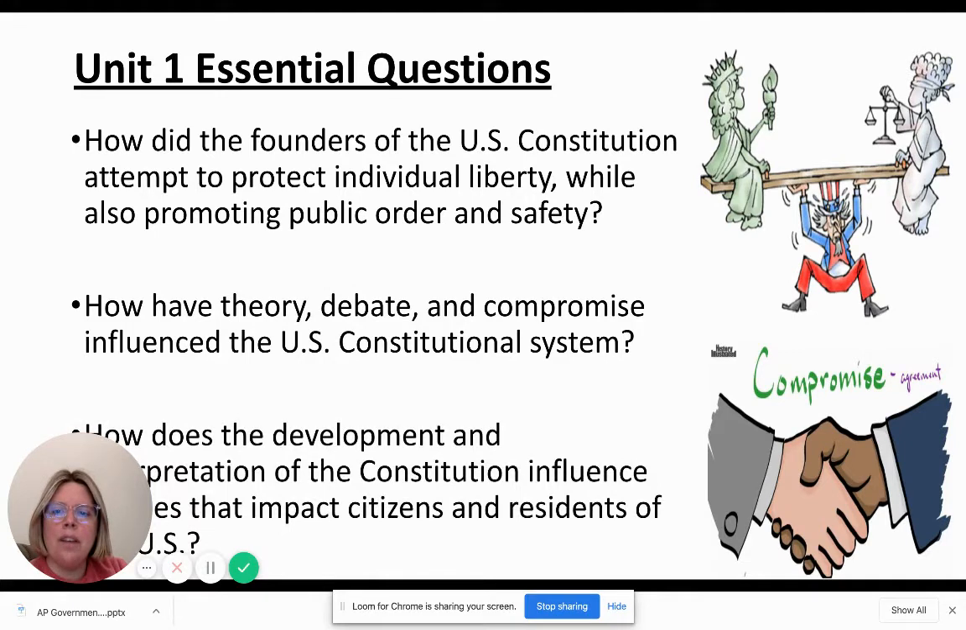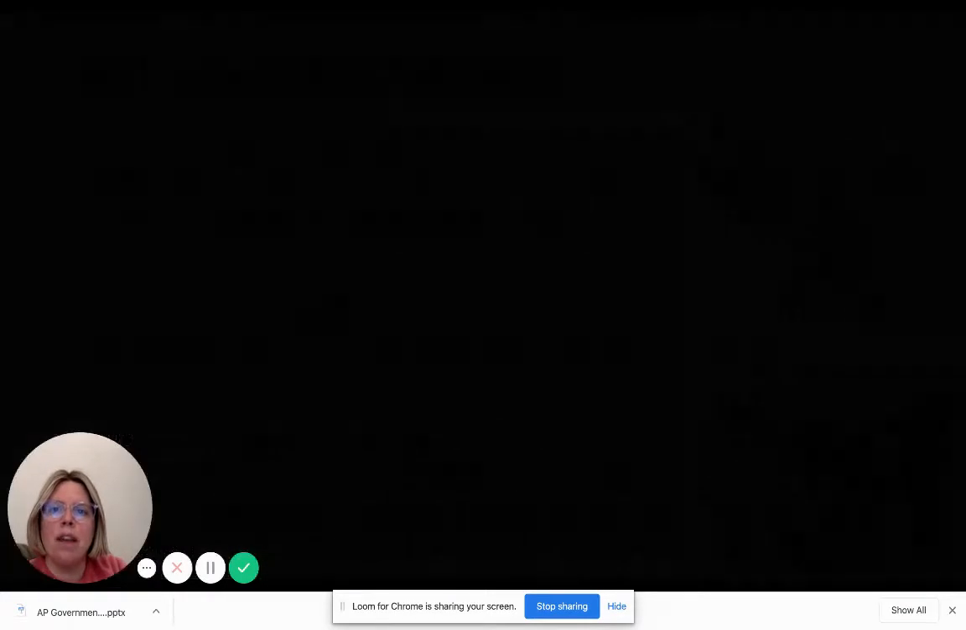And then how does the development and interpretation of the Constitution influence policies that impact citizens and residents of the U.S.? Really for that one, everything that is in the Constitution impacts us, and the changes that we've made to them, the changes around voting rights, the changes around women's rights and all that kind of stuff, are all examples of just how policy changes have impacted our lives and impacted our society.